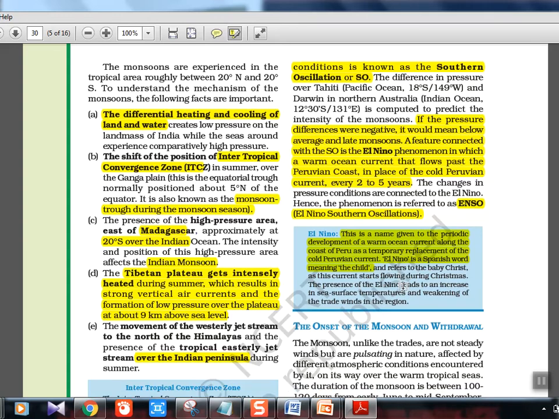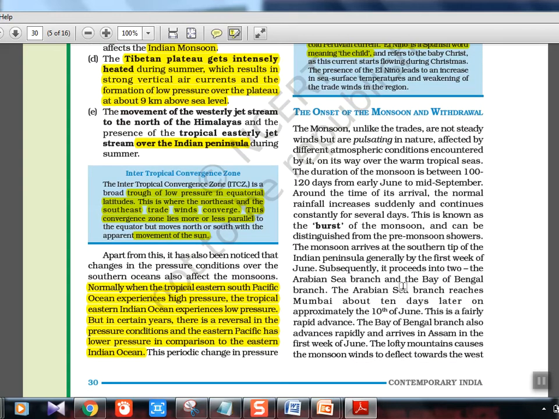Okay, now the onset of monsoon and the withdrawal. Monsoons, unlike the trades, are not steady winds but are pulsating in nature, affected by different atmospheric conditions. We saw different conditions for monsoons. Then the duration of monsoon is between 100 to 120 days, early June to mid-September. This is the timeline. Around the time of its arrival, the normal rainfall increases suddenly and continues constantly for several days. This is known as burst of the monsoon.